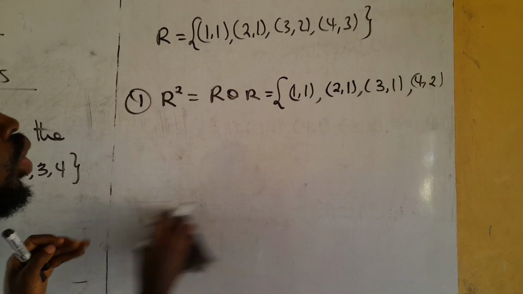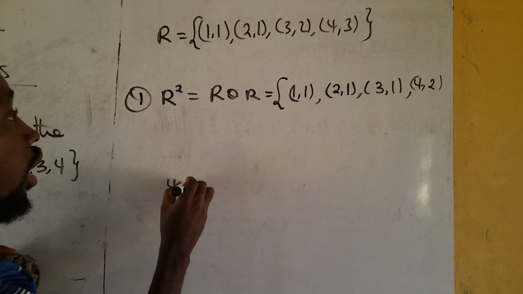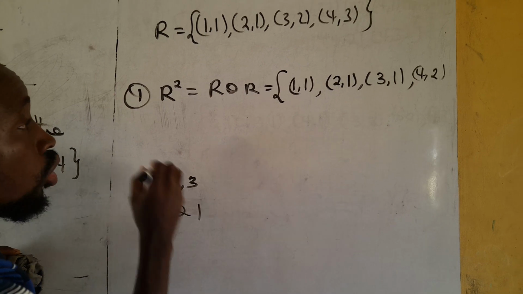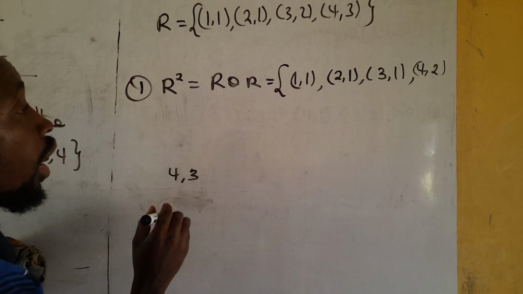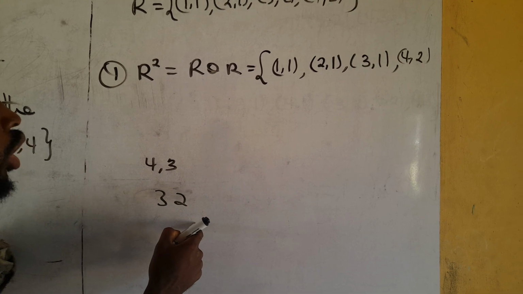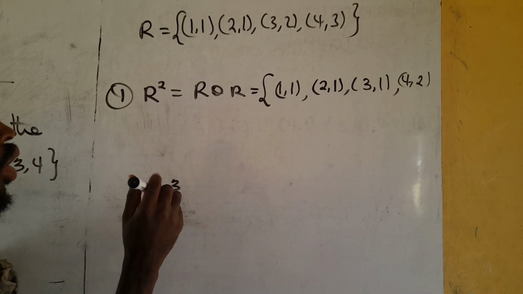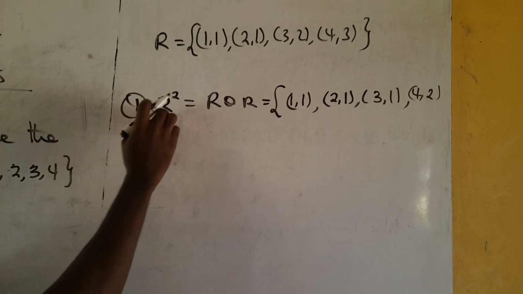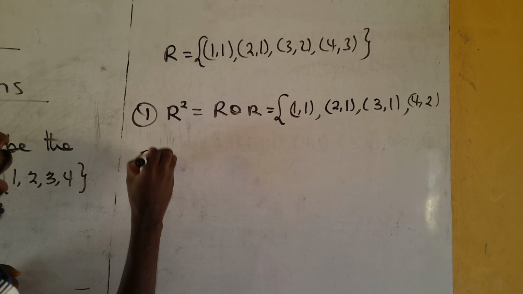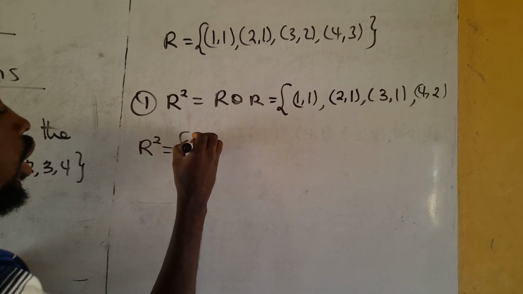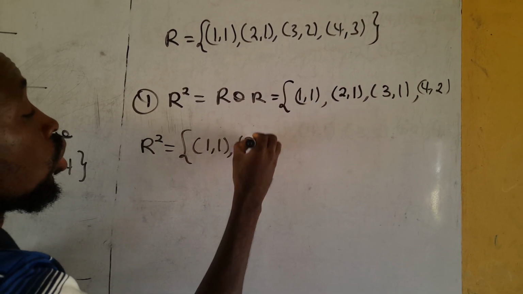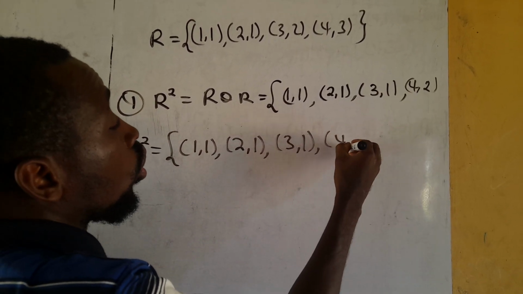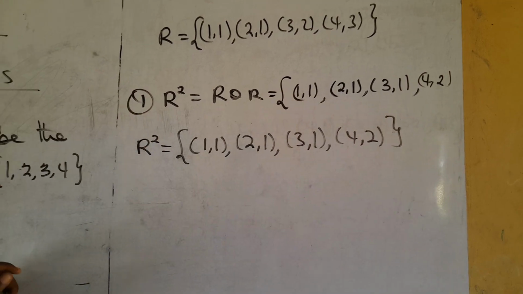Now we take the last one, which is (4,3). (4,3) against (1,1): no corresponding. (4,3) against (2,1): no corresponding. (4,3) against (3,2): no corresponding. (4,3) against (4,3): there is no corresponding. Then we can say our R² will be equal to the pairs (1,1), (2,1), (3,1) and (4,2). I hope you get that.